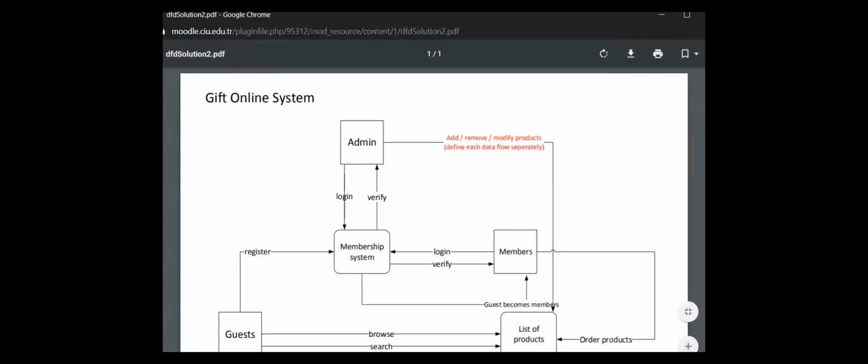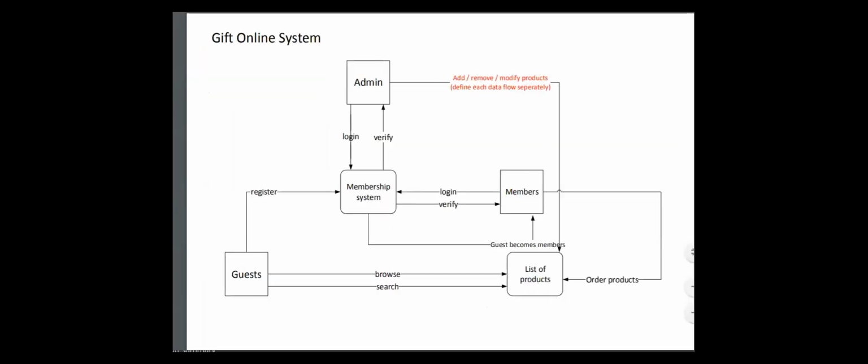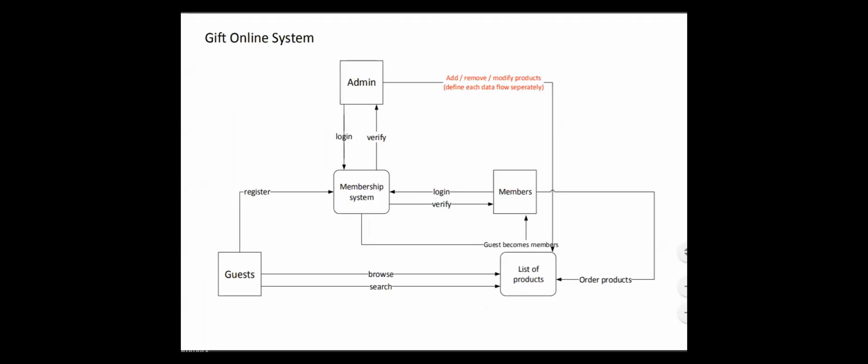So let me just zoom in, and you can see in the diagram that there are different interfaces which are defined. These are the guest interface, the admin, and the members. You can also see the membership system, which has round edges. It can be very confusing, but the square ones are external entities. The round-edged ones are basically processes. And the interactions happen between the external entities and also with the processes.